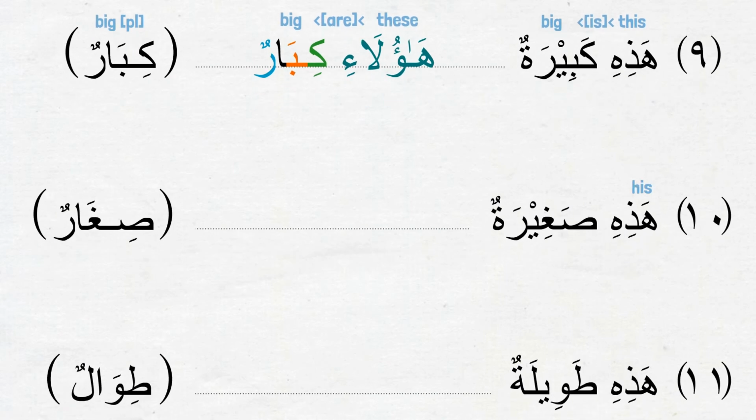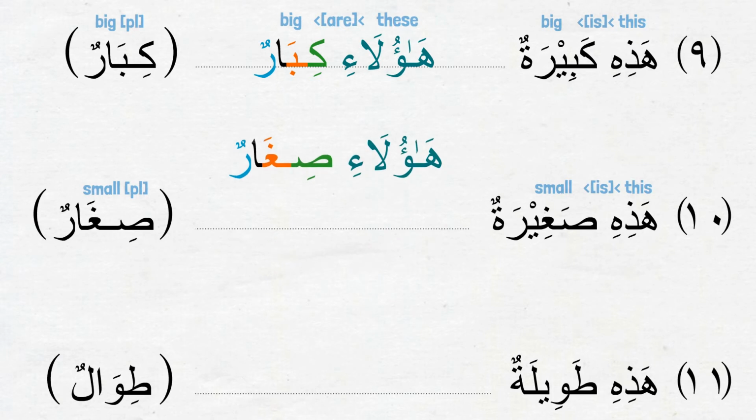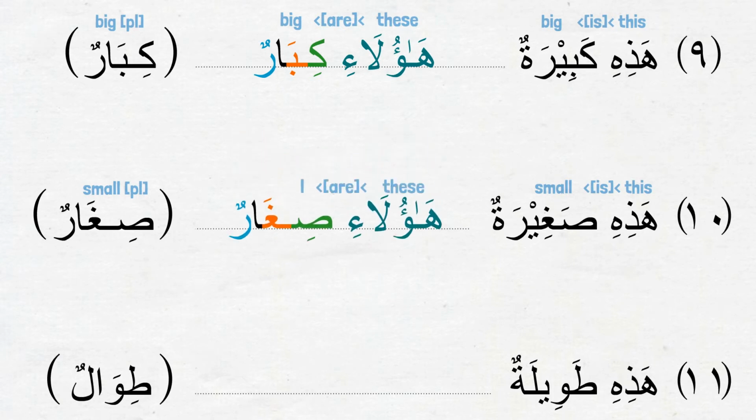Next we have هذه صغيرة. This is small. If you remember, the broken plural form of صغير was صغار. It turns out that the صغار is the broken plural of the muannath ism صغيرة also. These are small in Arabic will be هؤلاء صغار.